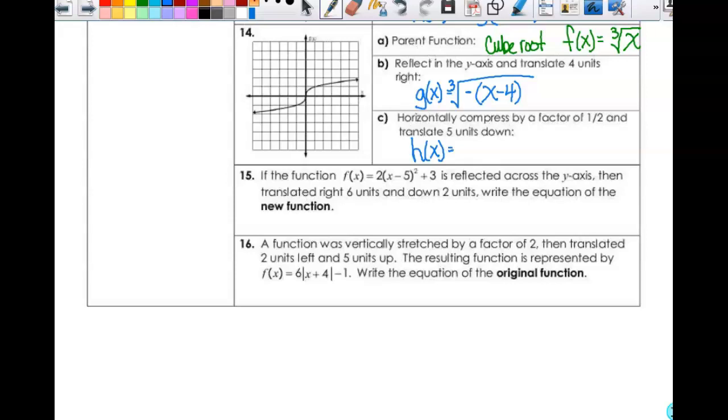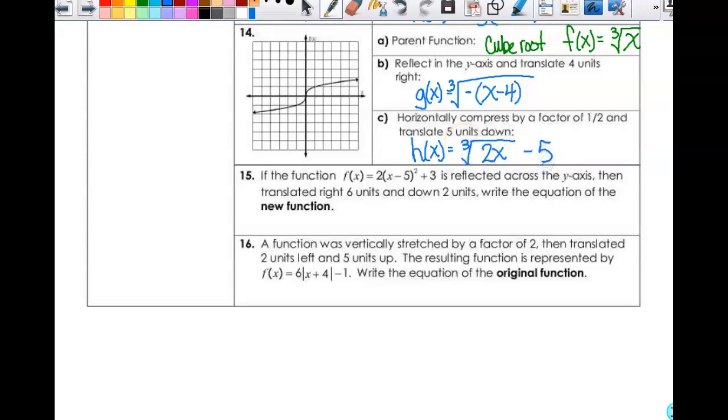Okay, so horizontally compressed, that affects x, so that has to be under the cube root by a factor of 1/2, and x plus, so I'd actually have to multiply by 2. So I'm going to have a 2x, and then translate 5 units down. That happens after the cube root, so I can go ahead and put my cube root on here, and then minus 5 on the outside.